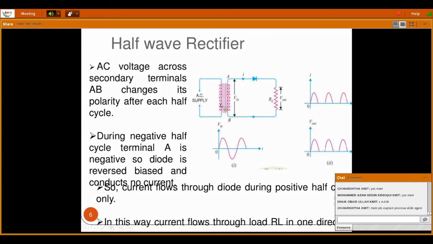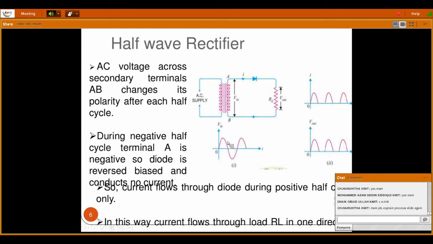Step down transformer in the sense that the AC 230 volts that we get in our homes is given as input to this circuit, and this transformer will reduce the 230 volts to some value, decided by the transformer rating that we are using. The secondary of the transformer is connected to the diode directly, and the diode cathode is connected to a load resistor where output is taken.